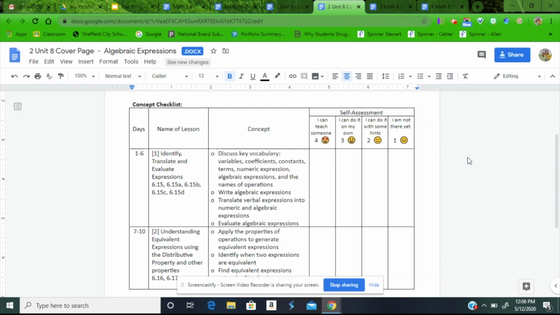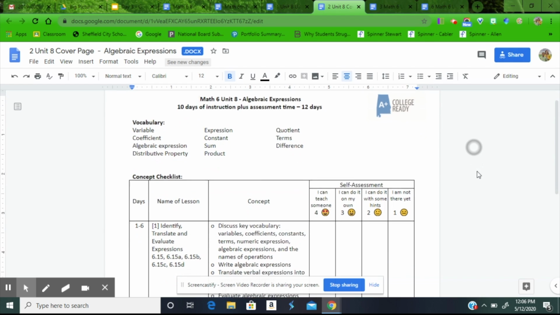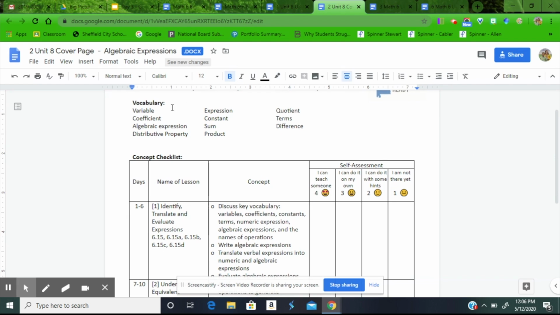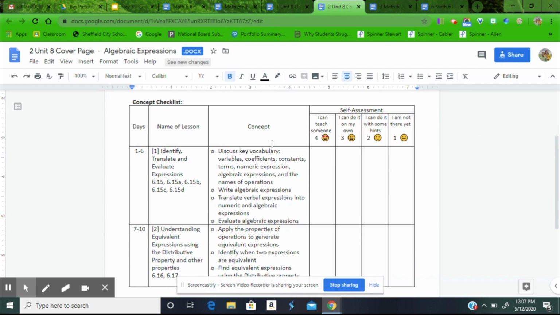Let's look now at our cover page or our simplified scale. Notice this is Math 6, Unit 8, Algebraic Expressions. 10 days of instruction plus assessment time gives you a total of 12 days. Below that, you have your vocabulary. Those are the terms that they will be introduced to throughout this unit. And then we have our concept checklist.